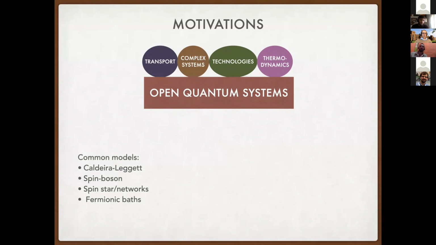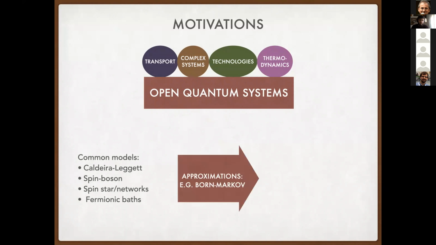Now, the usual approach that people take is to consider microscopic models, very common ones like Caldeira-Leggett, spin boson, or more exotic ones like spin star networks or even fermionic baths for metallic systems, and then to do a series of approximations because the problem would otherwise be too complicated, like the Born-Markov approximation, and then end up with a Lindblad master equation. This is all good.